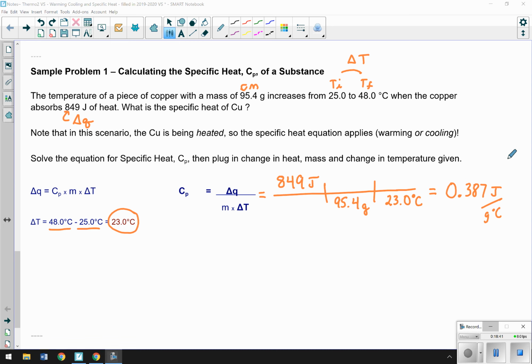So it takes about 0.4 joules to raise the temperature of 1 gram of copper by 1 degree C, much less than the specific heat of water. Again, copper is a metal, and metals tend to have what we say are low specific heats below 1 joule per gram degree C. And that kind of plays out in the fact that metals with just a little bit of heat can raise their temperature pretty easily.